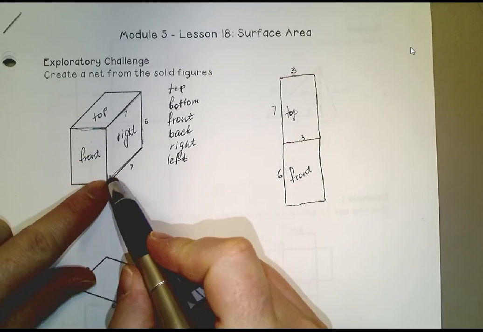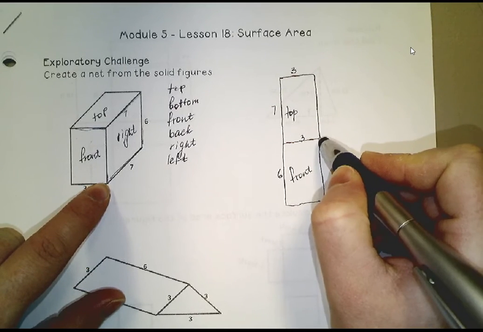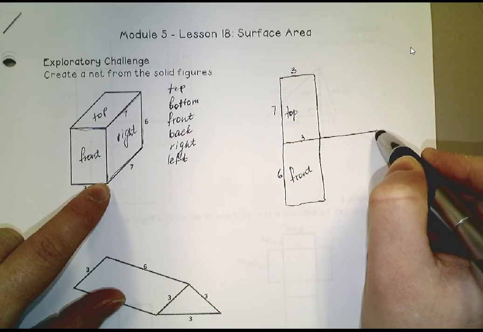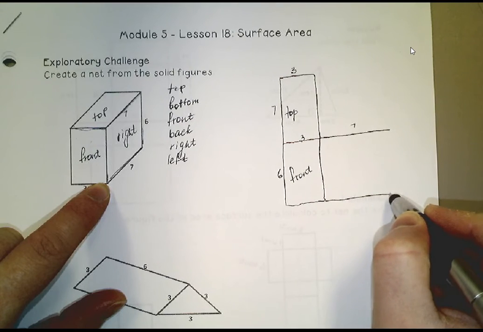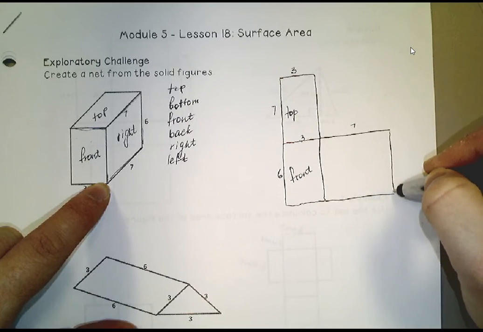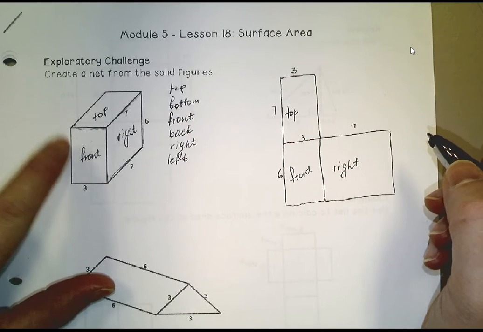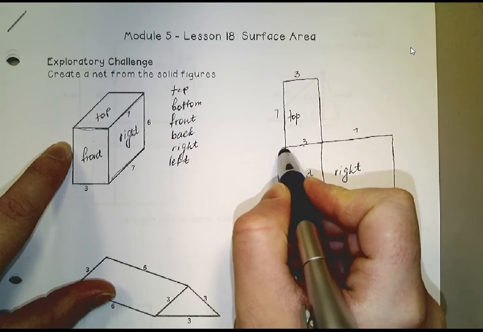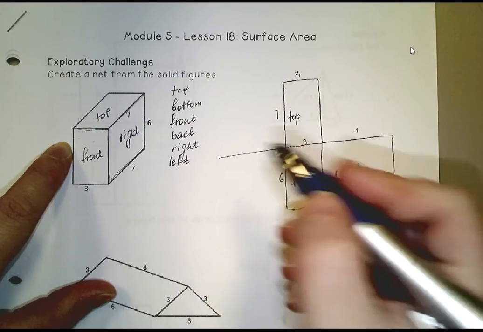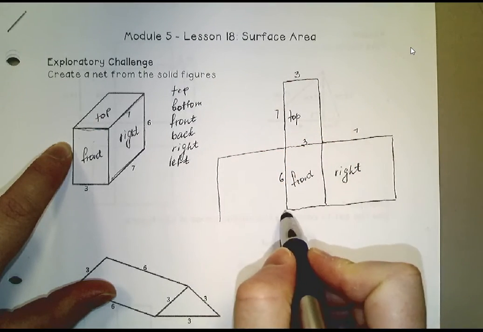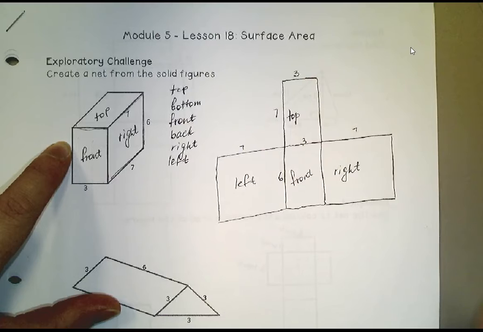To the front, we have the right and the left side attached with the side of 6 and the width of 7. So I can do the 7 units because I already have 6. This is my right side. And on the other side, we have the left side attached. So the same thing for the left. Left, this is 7 as well.